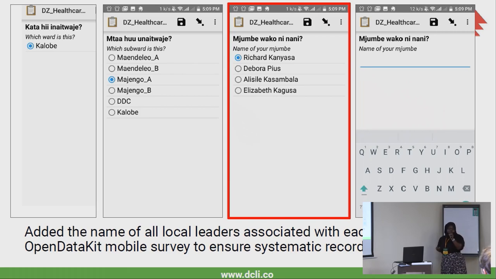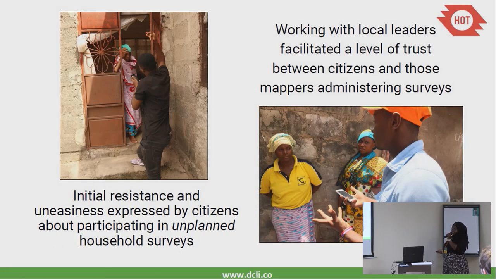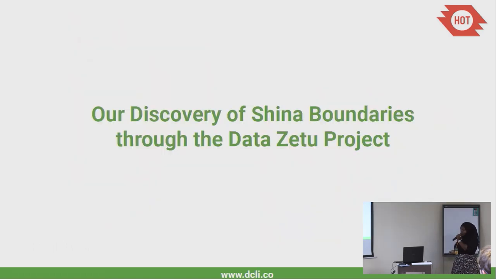For example, if someone comes to my home to ask me questions, I would also say the name of my local leader. Here, the community members are doing data collection, and as you can see, they're also accompanied by leaders for safety and also quality assurance of the data. We are also including the local leaders themselves to move around the area with the mapper to do the data collection.